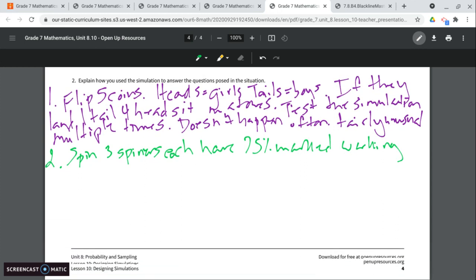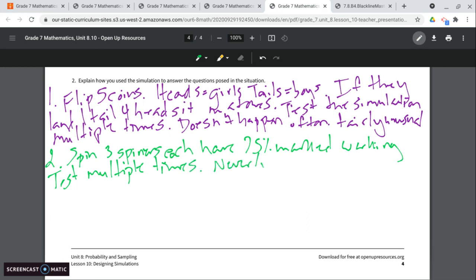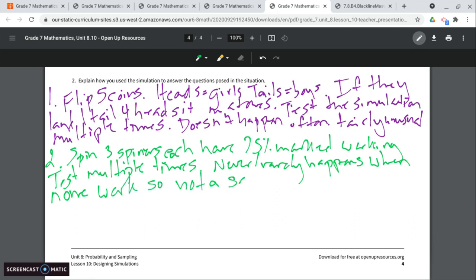So test multiple times. It never or rarely happens that none work. So not a safety problem.